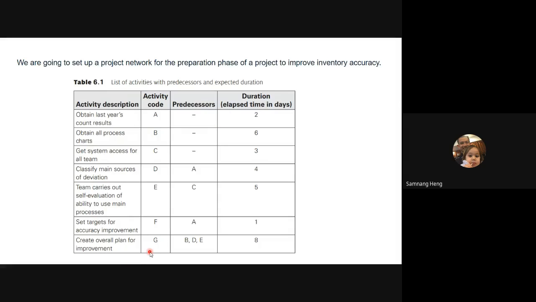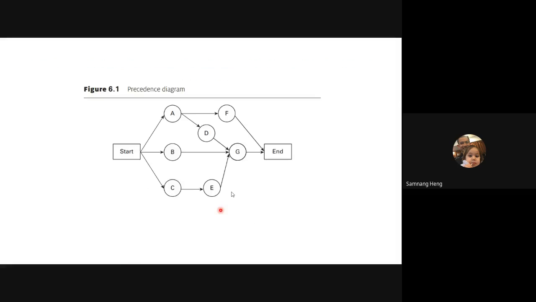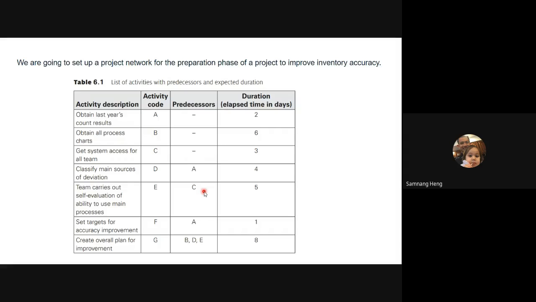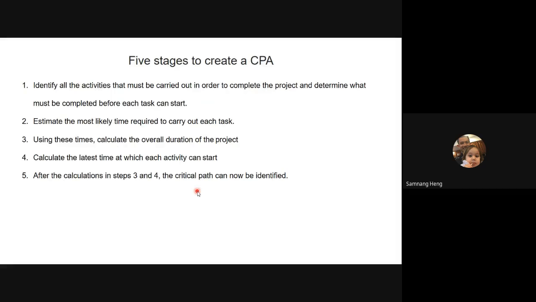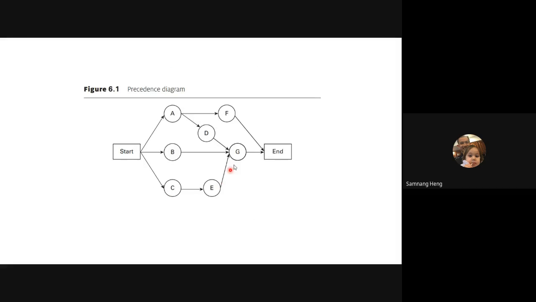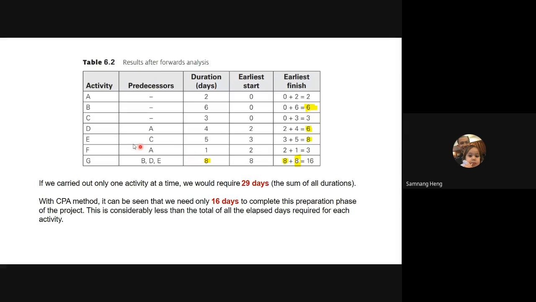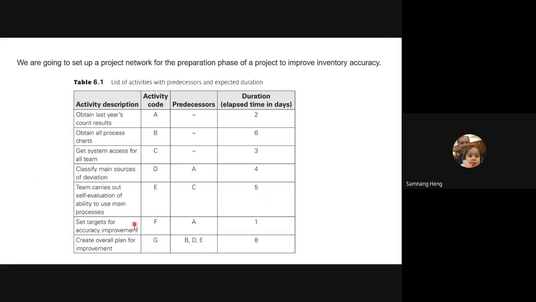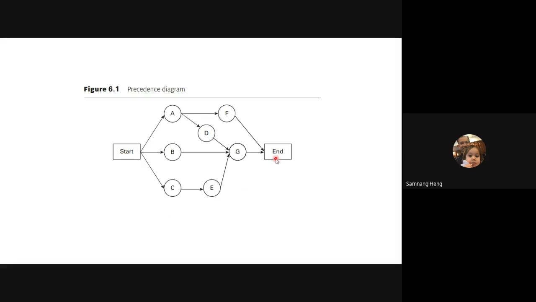And then task G requires B, D, and E. Task G here requires B and D and E. Task E requires C, so after C here, you go to E and then go to G. The same thing here. And task F is, let's set a target for accuracy improvement. That's why it requires only A as predecessor, but it's part of the end project, the end result.